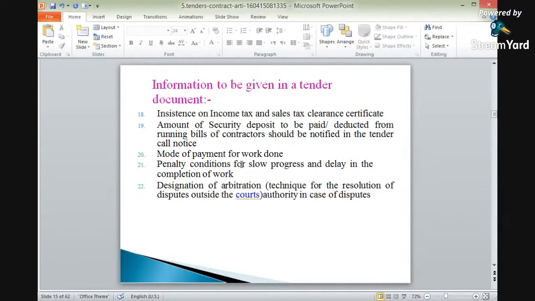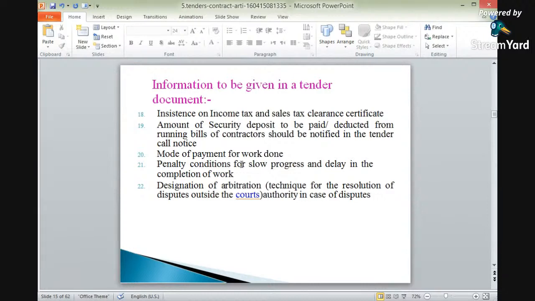Okay? So these are the tender documents. These are the important points to be taken care of in tender documents. The 21st point is the penalty conditions for slow progress and delay in the completion of work. If the progress is slow, or there is a delay in the progress of work, there will be some penalty to be carried out. So penalty conditions for slow progress and delay in the completion of work.